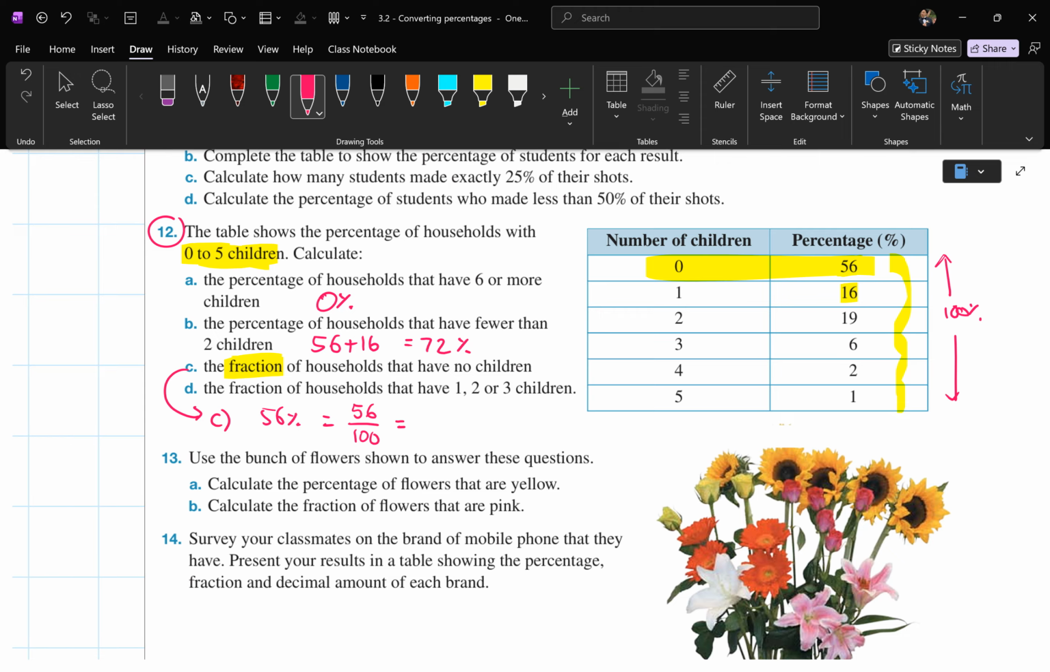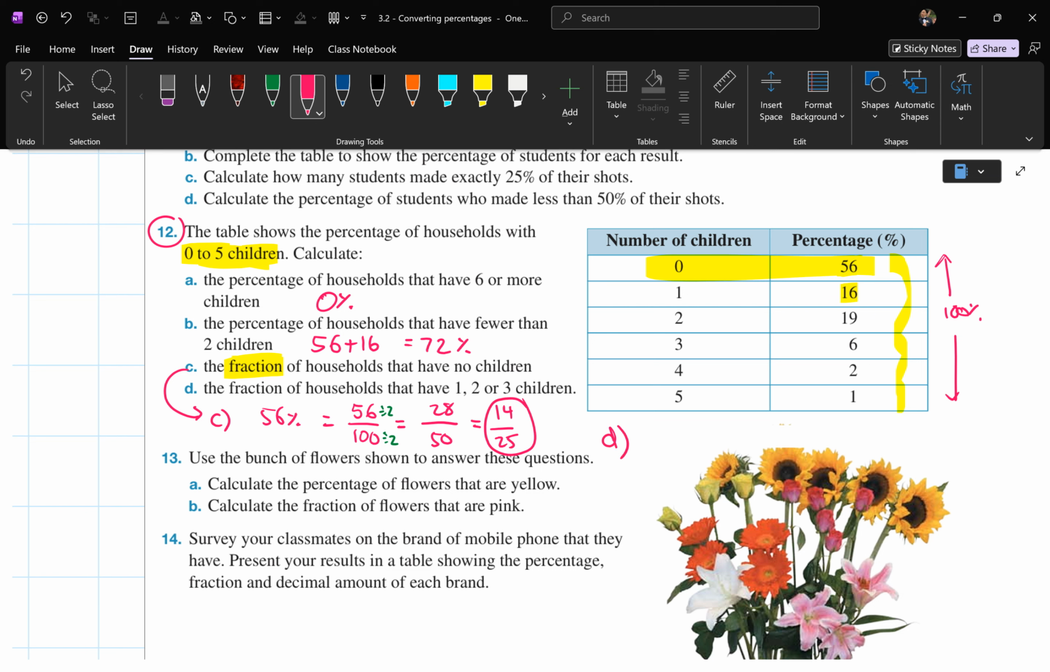So 56%, they're both even numbers, let's halve them. Half of 56, and then half of 100. Half of 100 is 50. What's half of 56? Is it 28? Yes, it is 28. Then again, both even numbers, half it again. So that's 14 and 25. Can I half it again? No, I can't. Are there common factors? No. So that must be my answer, 14 out of 25 for C.